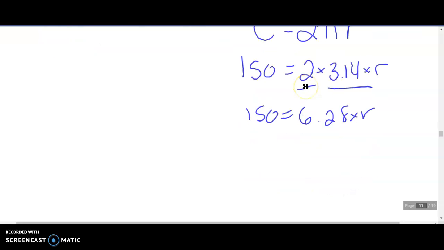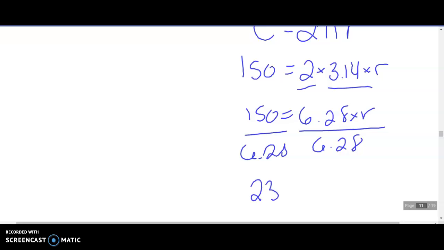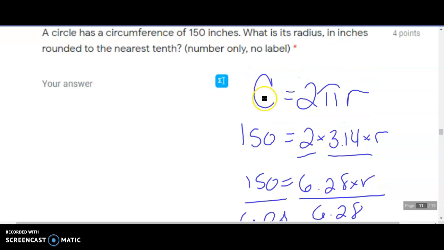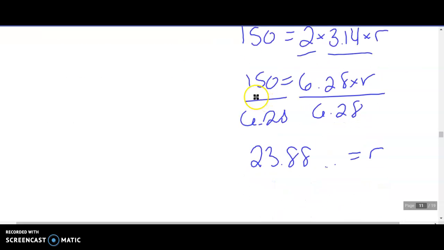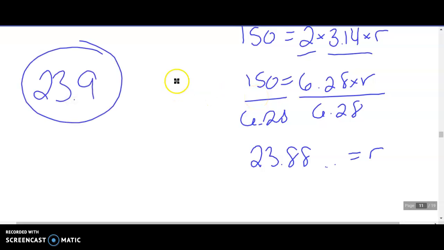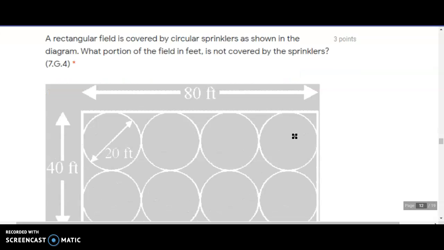Now we're going to use division to solve for r, so we're going to divide both sides by 6.28. And we get 23.88 blah blah blah equals r, which it says around in there is tenth, so it's 23.9. Okay, and I didn't take off for incorrect rounding. Okay, moving on to this next problem.